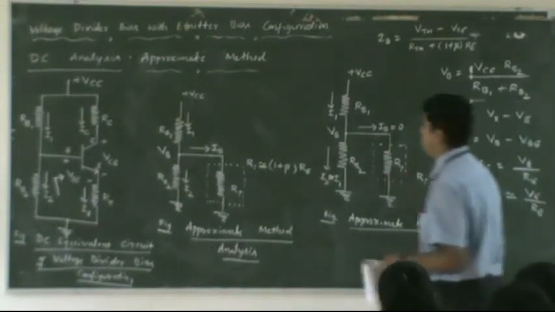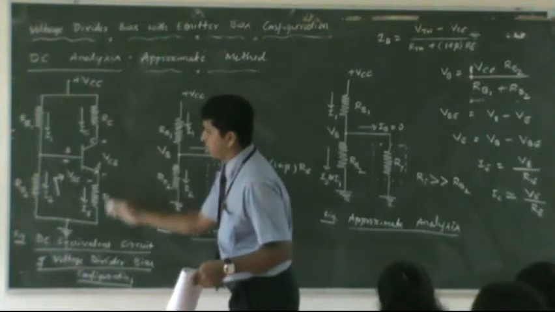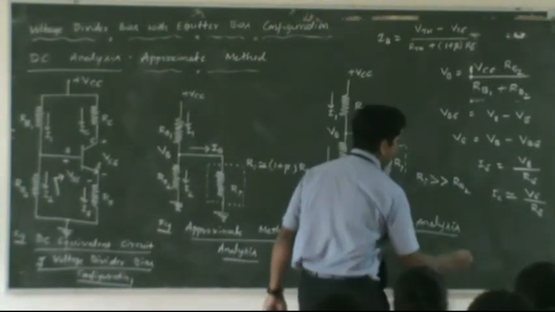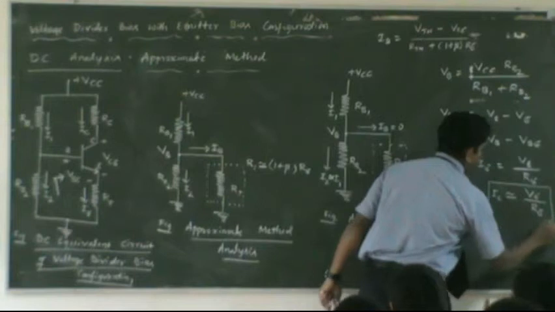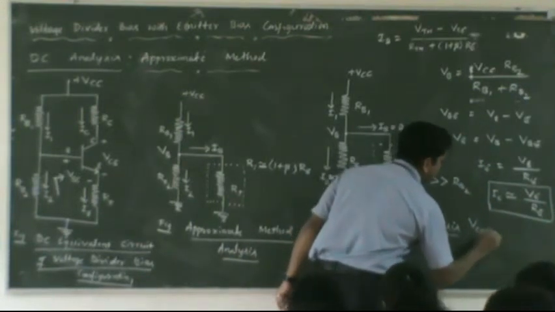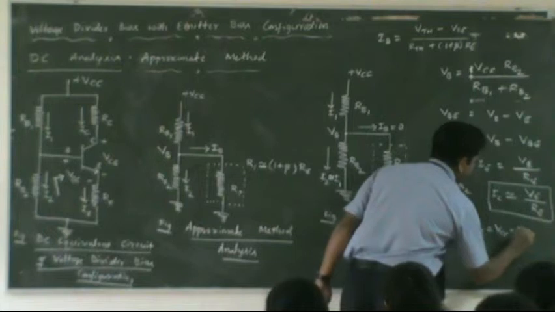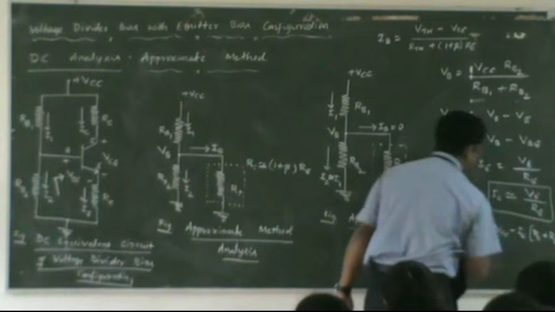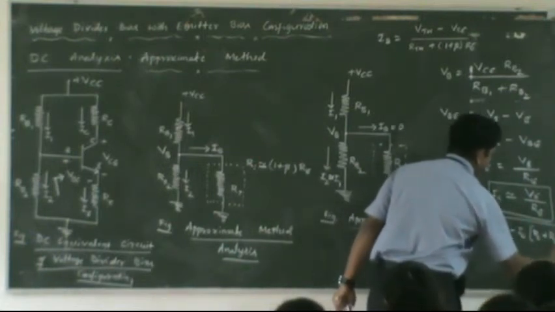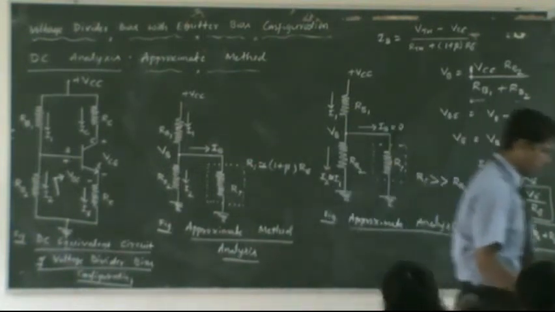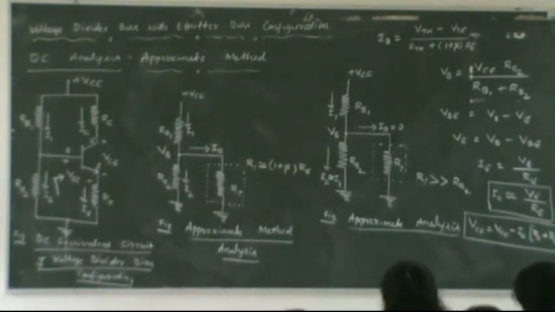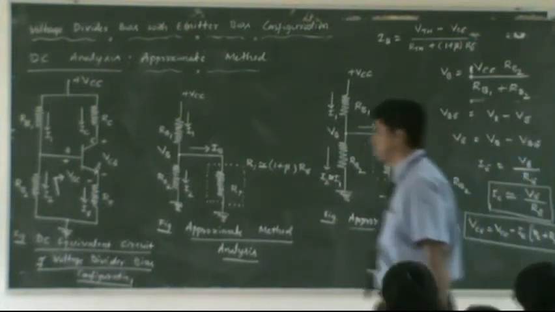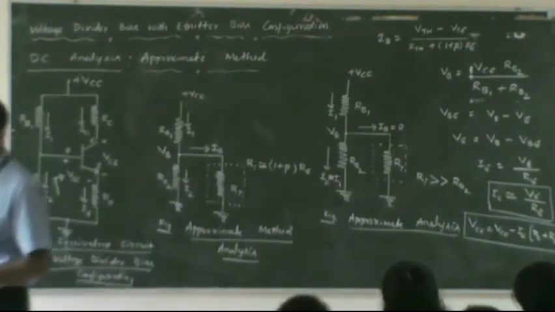And of course, for this circuit, even if you apply KVL for the collector loop, you will result in the same. So this is actually the way you find the collector current, and VCE is given by VCC minus IC times RC plus RE. This is the expression for VCE. So go through all these equations, and if you have any questions, any questions here? This is the approximate method.